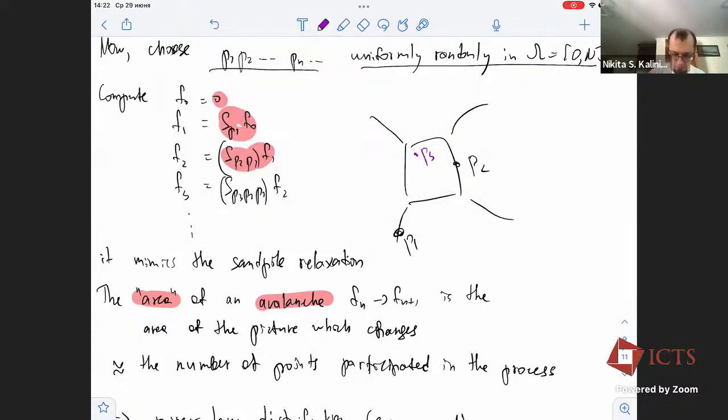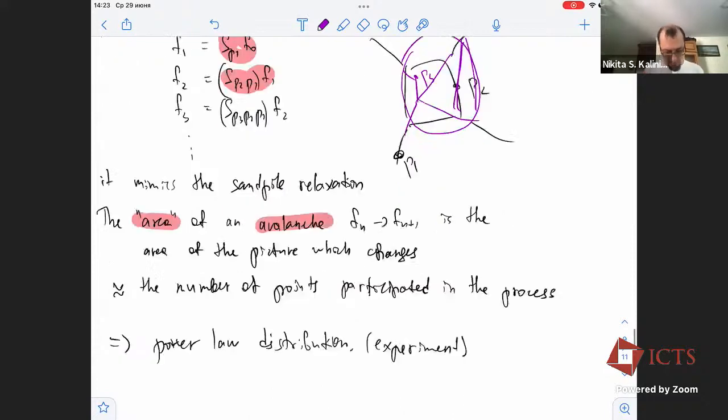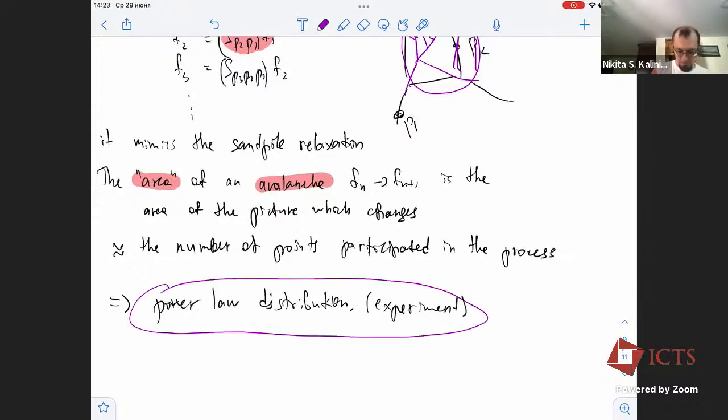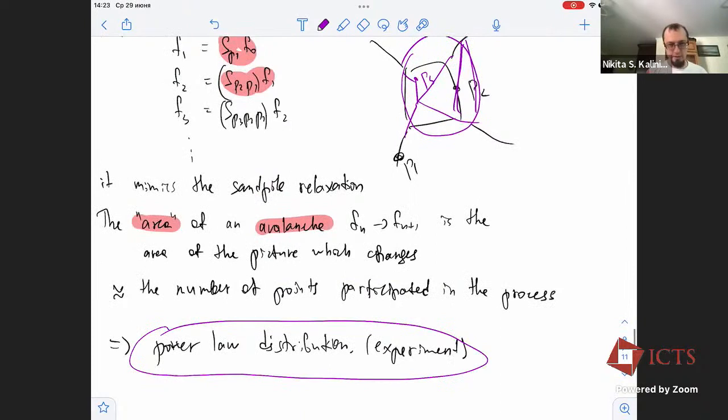And then I choose my curve, and it changes something like that. And then I measure the area of the part where my curve is changed. And I call it the area of avalanche. And also this corresponds exactly to some areas of avalanches in some pile model. And then it happens that you can verify it by computer that we have a power law distribution for these areas. So the sandpile model is famous for the following.